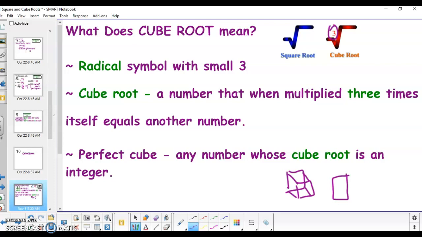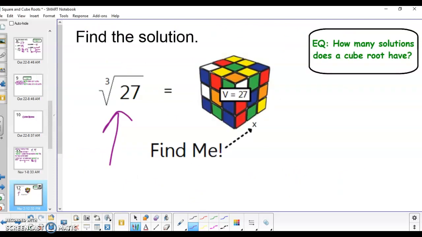Well, what is a cube root? A number multiplied 3 times to itself to equal another number. And a perfect cube, again, just like a perfect square, is an integer and it can be found on a number line. So let's think about this. What about the cube root of 27? That is how you say it. That's the only way. Cube root of 27.